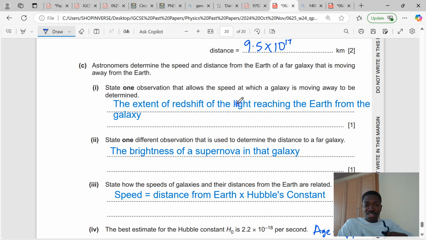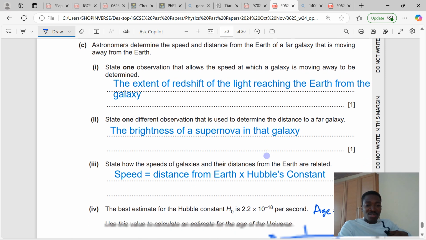But if the extent of redshifting is little, then the receding speed of that galaxy is small. State one different observation that is used to determine the distance of a far galaxy. Apart from using redshifting, we also use the brightness of supernovae, because all supernovae are considered to have the same brightness. So if a supernova does not appear very bright, it simply means it is far away from our own galaxy. But if the supernova appears to be very bright, it is not very far away from our own galaxy.